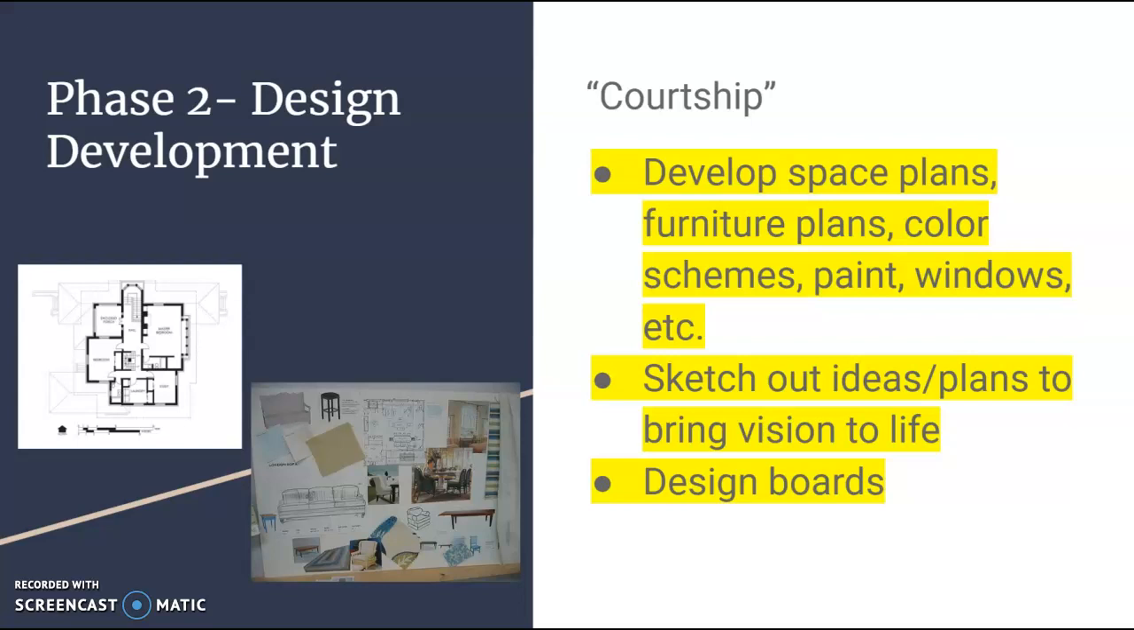Phase 2, the design development. This is also known as courtship, or when you start dating. The designers will start to develop plans at this stage, take a look at furniture, color schemes, paint, windows, and at this point they will sketch out ideas, maybe use SketchUp or a 3D program, and try to bring those plans to life. They may also use design boards. Design boards or mood boards are very efficient as well to convey some ideas so that the interior designer can really capture and display what their thoughts are based on what the client wants.